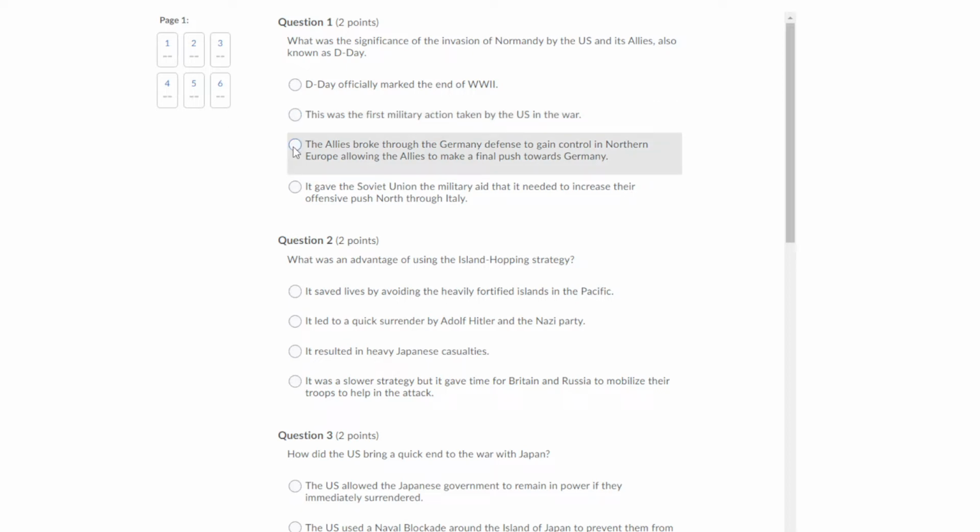The Allies broke through the German defense to gain control in Northern Europe, allowing the Allies to make a final push towards Germany. Or, it gave the Soviet Union the military aid that it needed to increase their offensive push north through Italy.